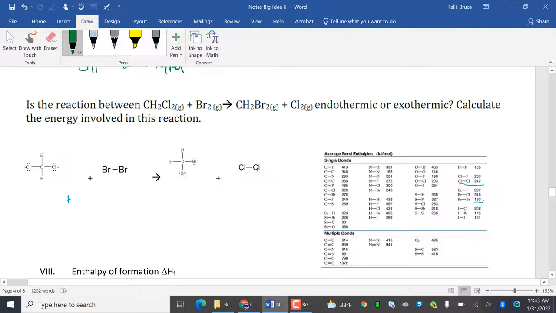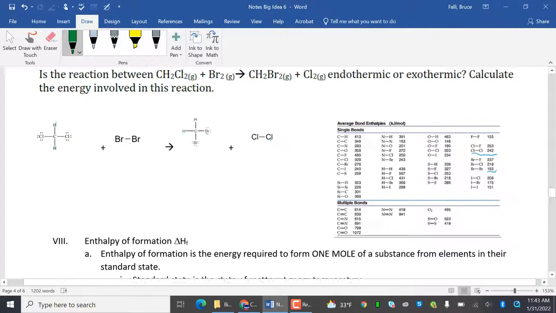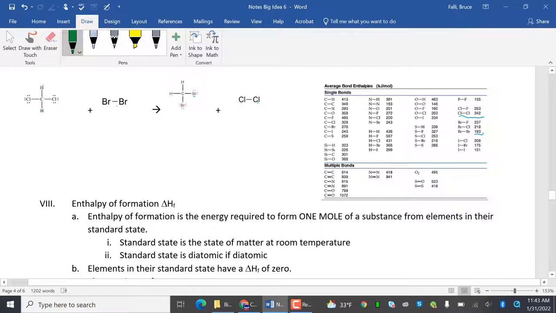Okay. And the reaction between CH2Cl2 plus Br2, is it endothermic or exothermic? Calculate the energy involved in this reaction. In all honesty, I'm skipping this one. It's the exact same thing as the last one, so I'm going to save you some time.